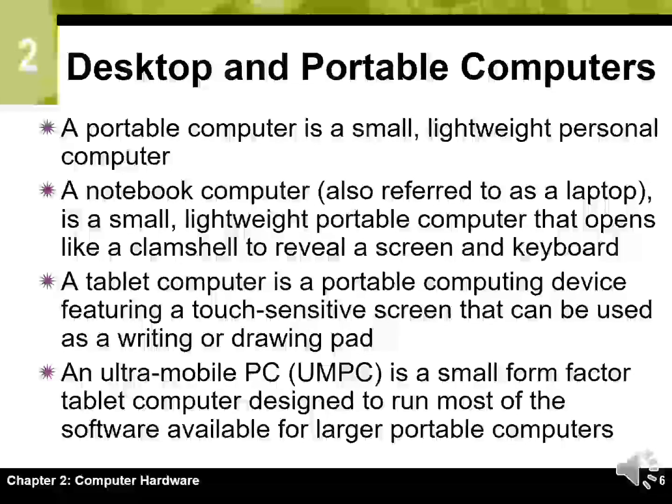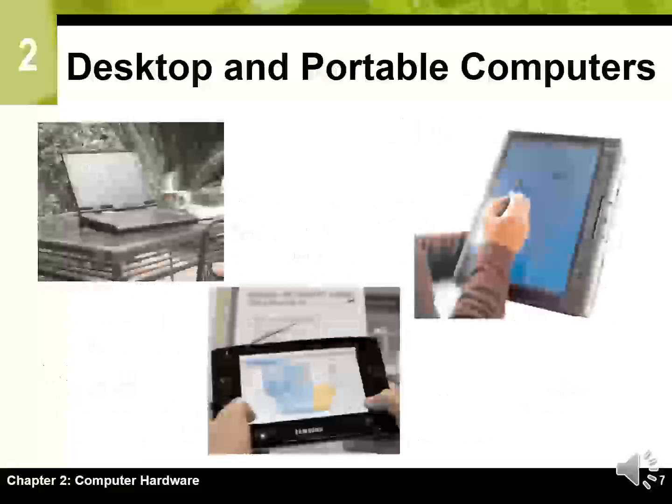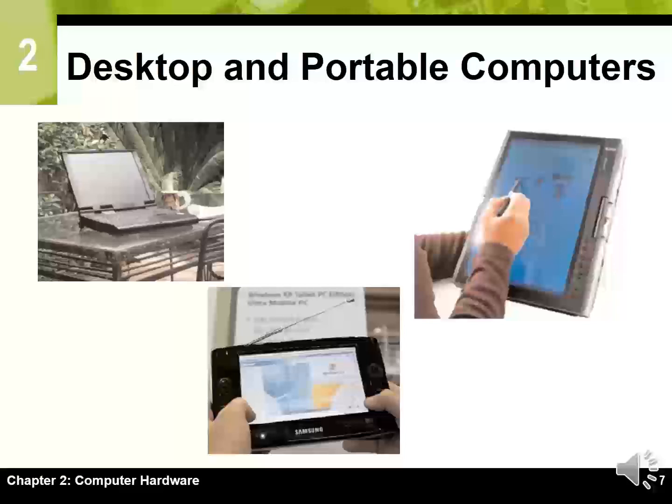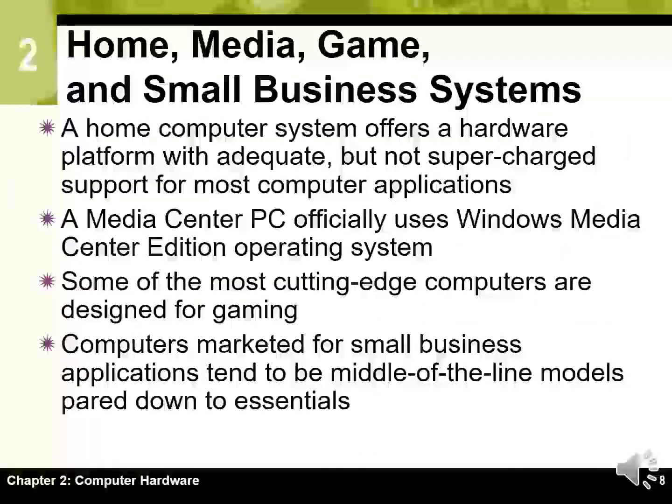So just take that in mind. Then desktop and portable. People, slowly but surely, the world is moving into more portable computers. We are moving away from those big desktop computers into more portable computers. Then on the other side, in the home, we have home computers, we've got media, we've got game and small business systems. Why are we mentioning this?